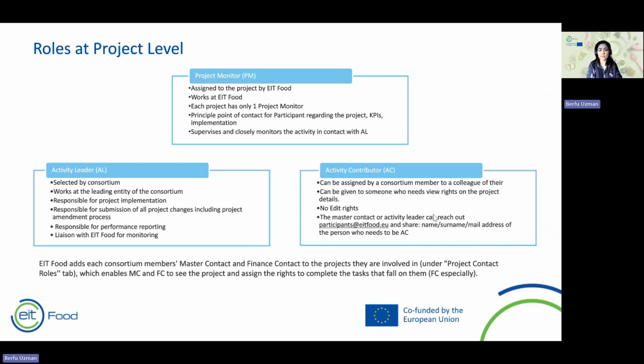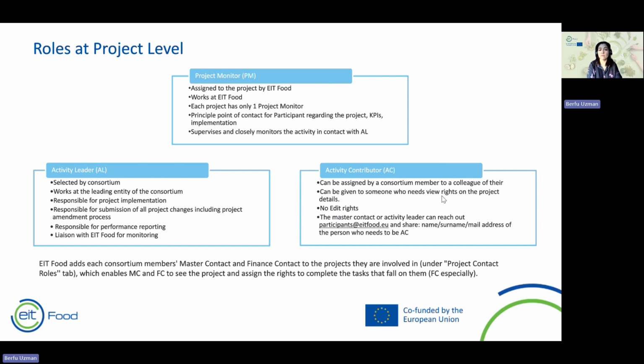However, for some entities, we recognize that more people, apart from their master contact and finance contact, may need to reach these projects without edit rights. So the activity contributor role is a role that, if needed, can be used by any entity. An entity may say, I need more people to see the project, and then we would ask the master contact or the activity leader of the project to reach us and give us the name, surname, and mail address of the person who needs to be added as the activity contributor.